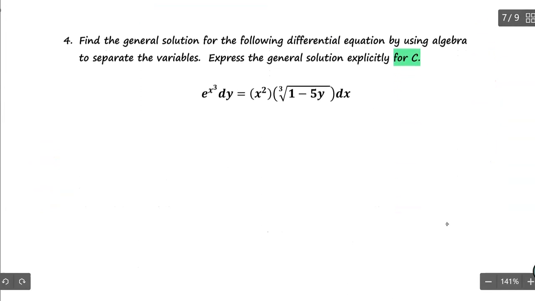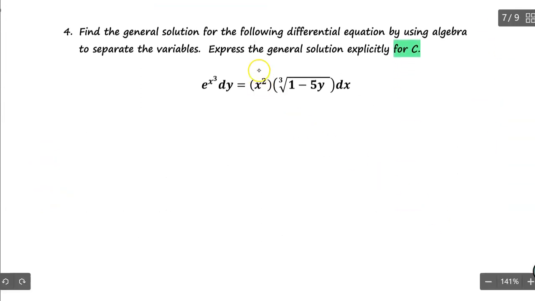I have one more question here: solve for the general solution of this differential equation using algebra to separate the variables, and express the general solution explicitly for y in this case. Now you see that you have dy multiplied by e to the exponent x to the exponent 3, and dx, and there's a y involved. So this is simple for you to separate, because it doesn't involve the ln. But in this case, I recommend that you divide by e raised to the exponent x to the exponent 3, and at the same time divide by the statement inside the bracket. Okay, so let's try that.